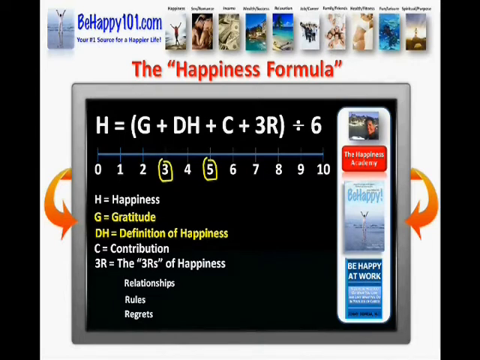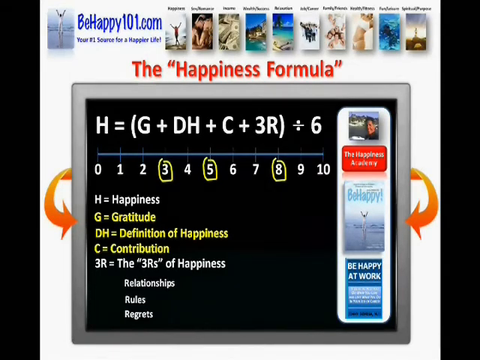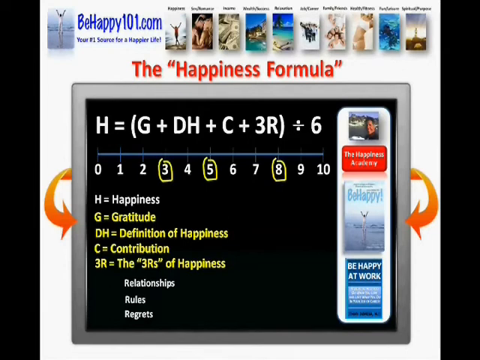Now in the area of contribution, let's say you contribute a fair amount. You might volunteer on a regular basis, or you might help out your parents or your grandparents, or you contribute to society in some way, and so you do a pretty good job of contribution, and you give yourself an 8 in this area on that 0 to 10 scale.